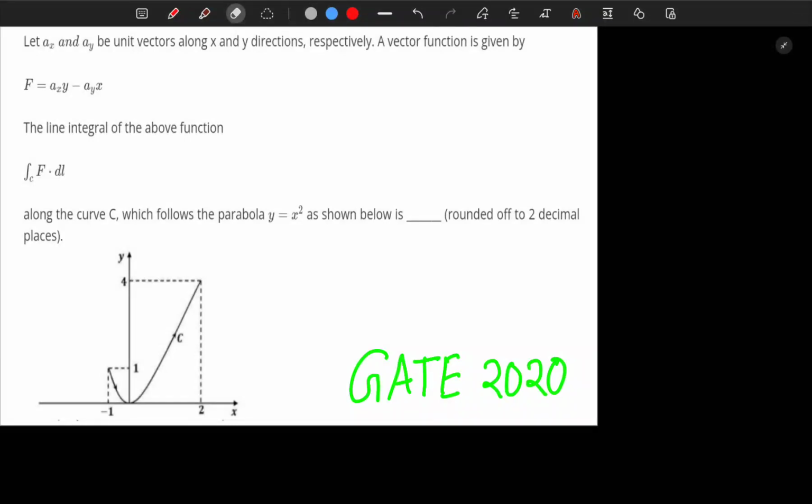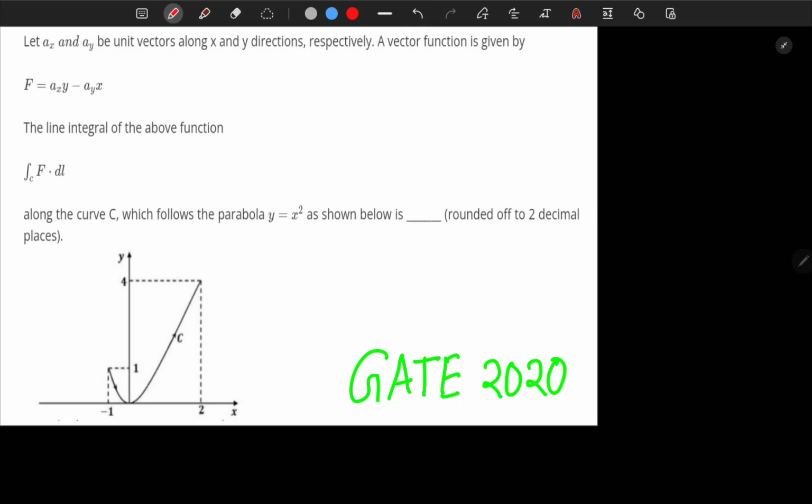Let's solve this GATE question. See here, what are the things we are given? Here we are asked to find the line integration of this vector along contour C, and this contour is a parabola y equals x square, and this varies from -1 to 2 along the x-axis. Okay, these are the main points that we need to keep in mind to solve this question.